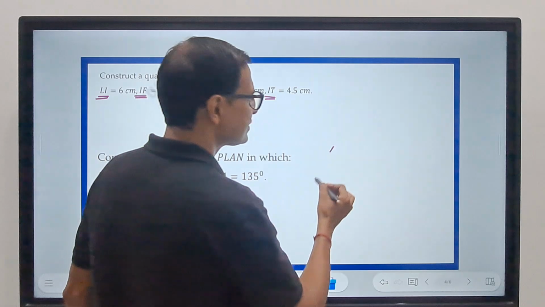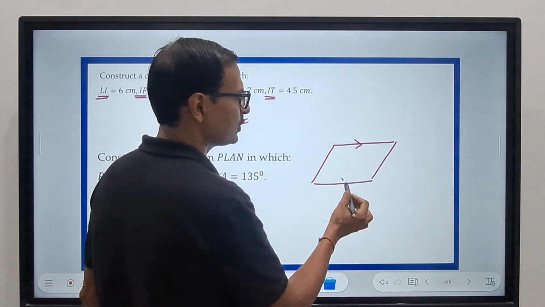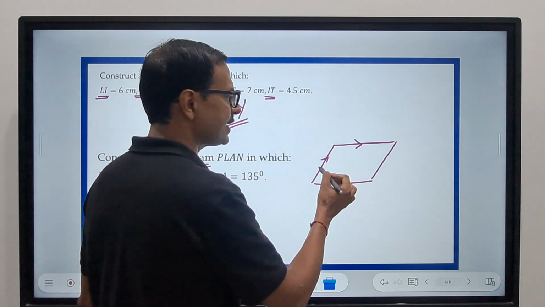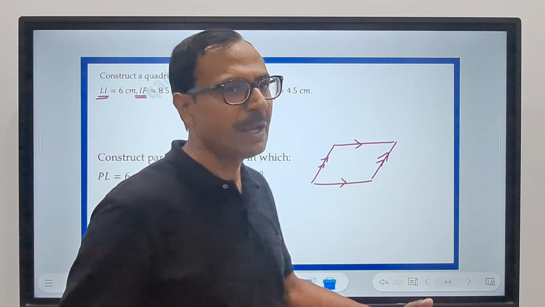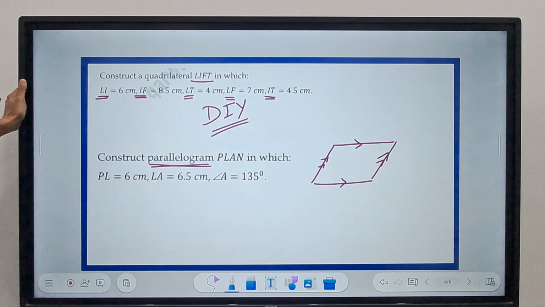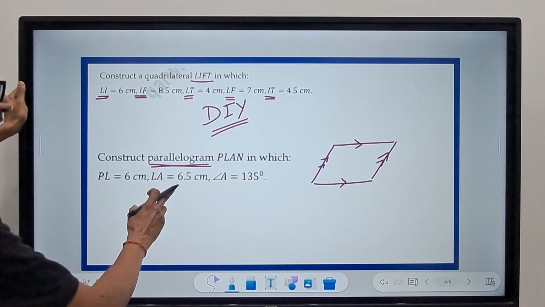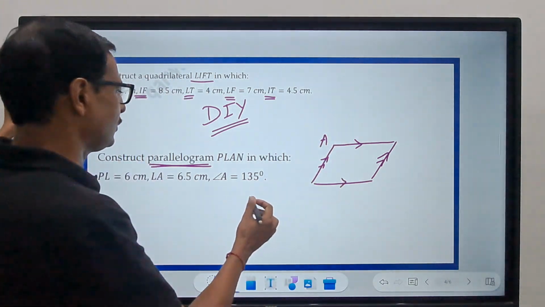So parallelogram is when you have a figure like this. This side is parallel to this side and equal also, and this side is parallel to this side and equal also, right? Opposite sides are equal and parallel. So how do you draw this? PL, LA and angle A. So if I call this as A, so what is that?